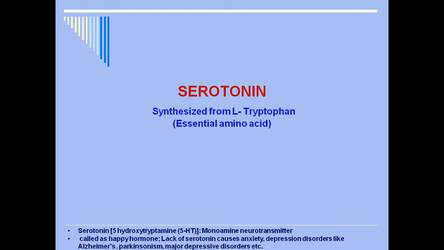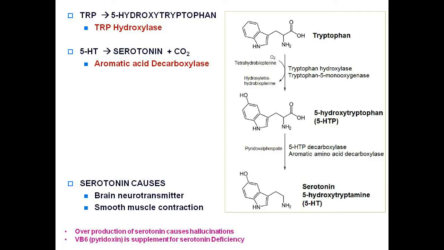Now, serotonin is another monoamine neurotransmitter, and this is synthesized from L-tryptophan. So serotonin is nothing but 5-hydroxytryptamine, and it is also called the happy hormone because this is a key hormone that stabilizes mood and evokes feelings of well-being and happiness. So any lack of serotonin is often associated with anxiety, depression disorders, like Alzheimer's, Parkinsonism, etc.